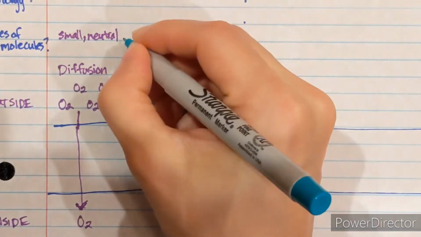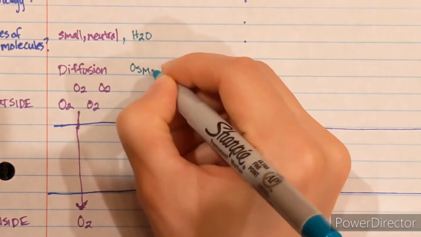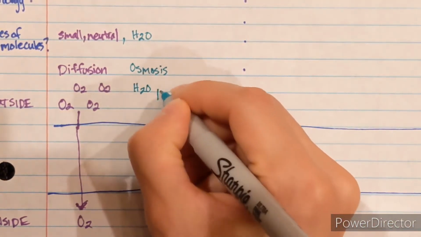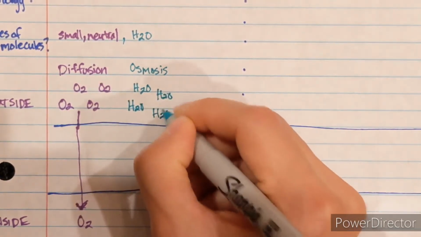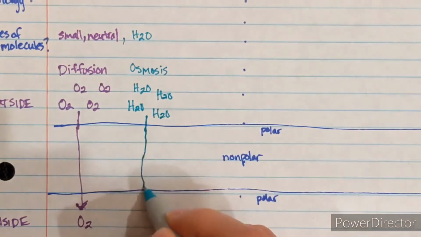So the one that we just saw was water. Special name for it was osmosis. Same idea, high concentration of water molecules, they can osmose or diffuse right across the membrane. They are polar in charge, so this means they'll be a little bit slower, but they should still be able to get across.